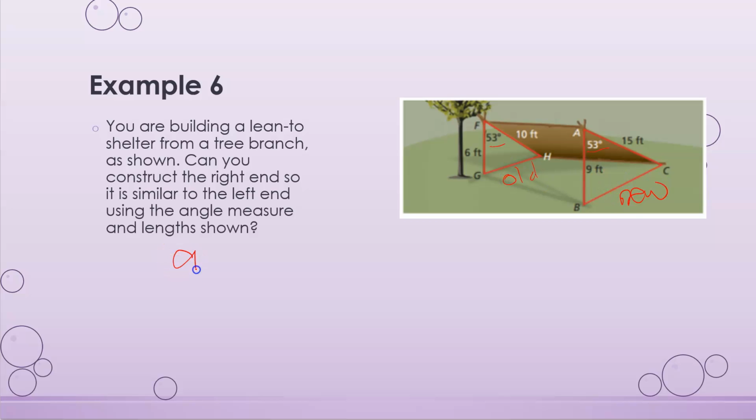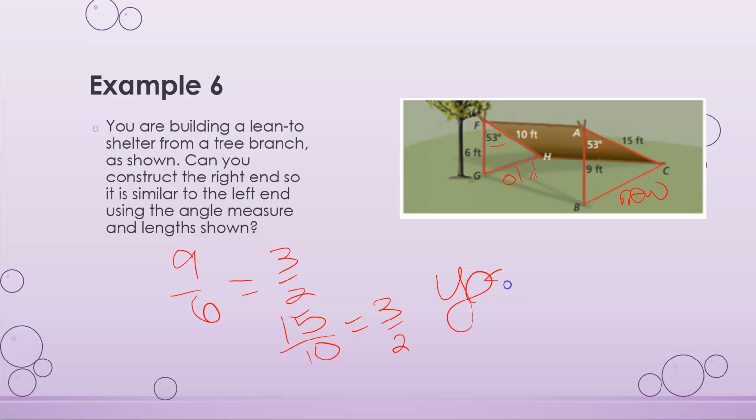I'm going to take my new side, which is 9, over my old side, which is 6. Gives me 3 halves for the up and down sides. Then I'm going to do the same thing with 15 to 10. I divide by 5 on both. I get 3 halves. So this is yes by side angle side similarity.